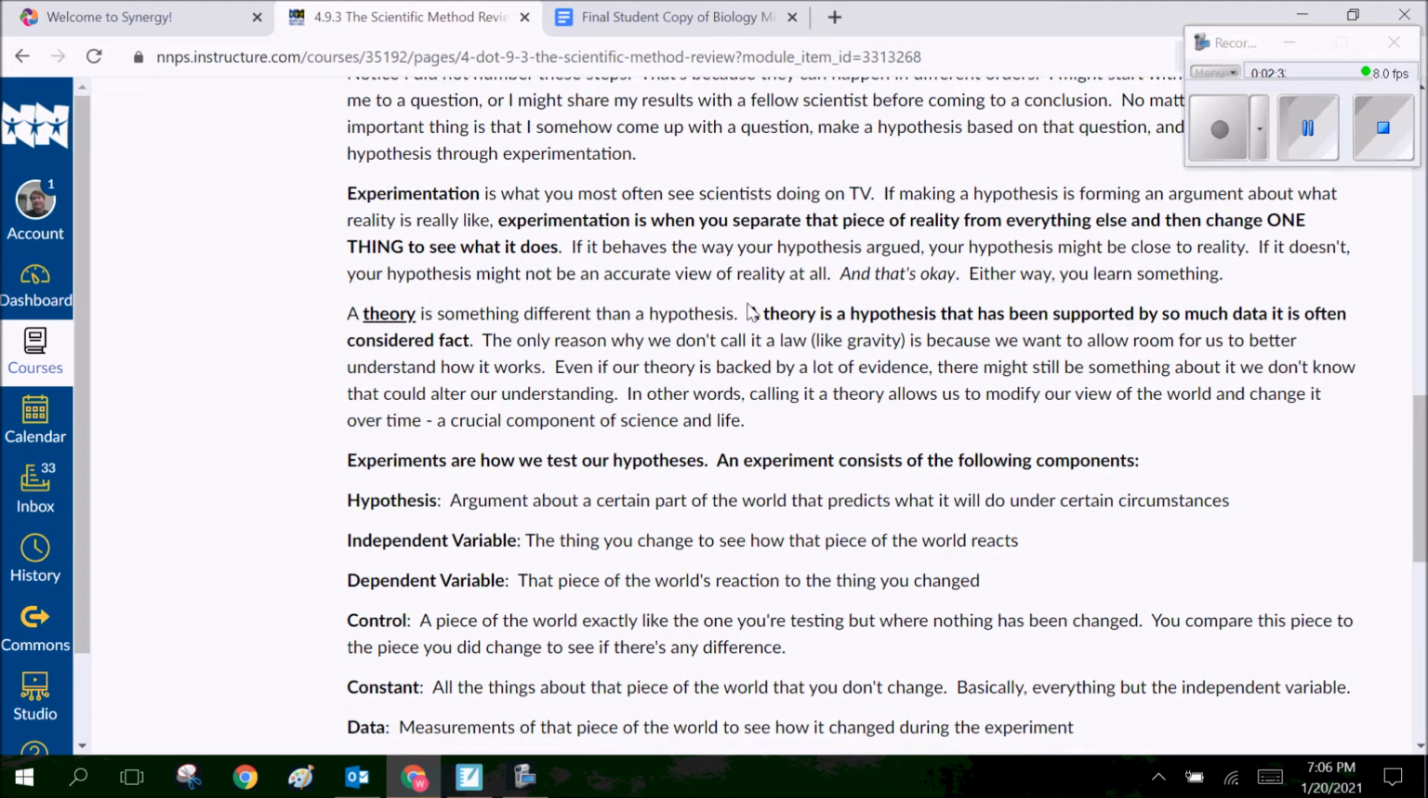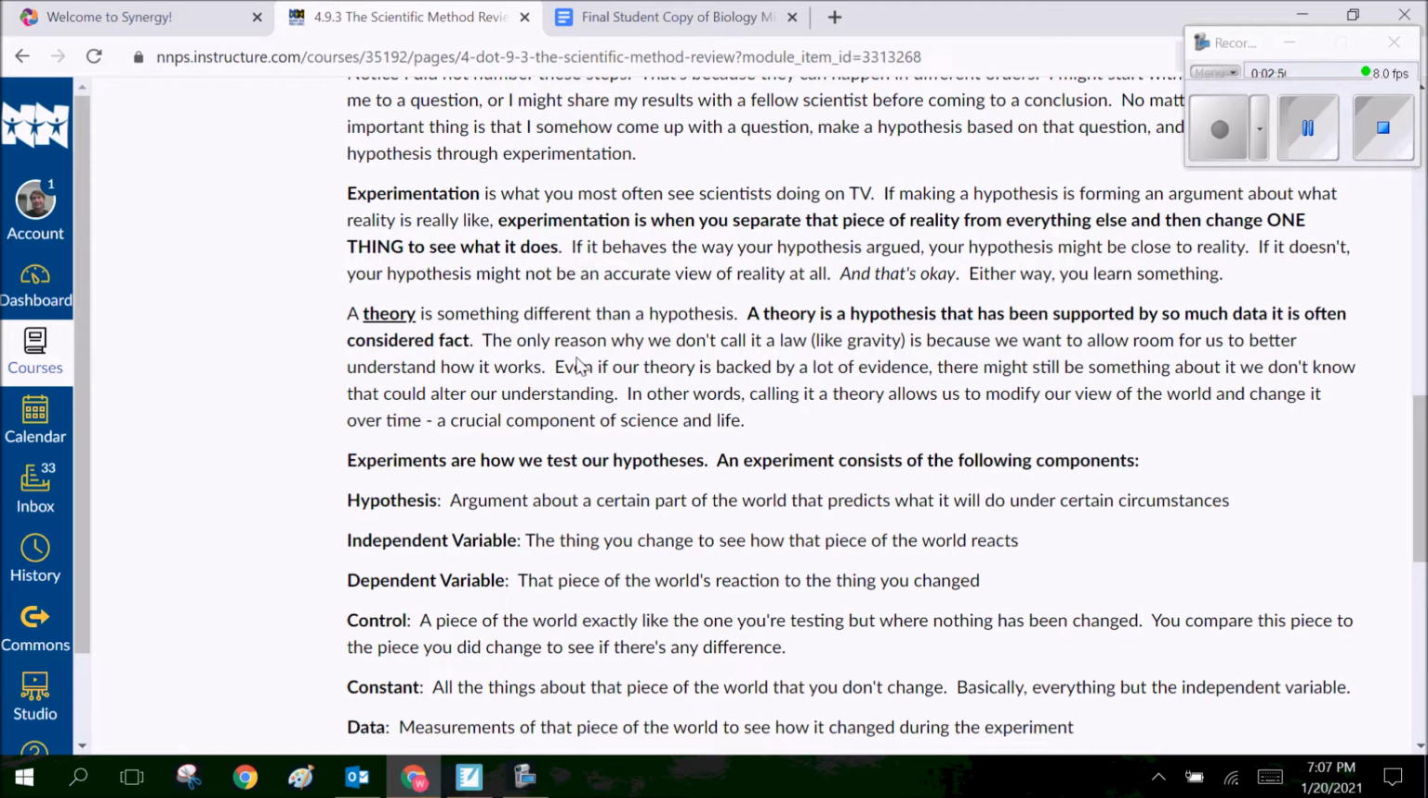A theory is a little bit different. A theory is a hypothesis that's supported by data, so it's basically fact. So when we talk about things like the theory of evolution, it's not just a theory when people say that. It's essentially fact. It's been proven by many, many experiments. Evolution is a thing, and when people say, well, why don't you just make it a law?